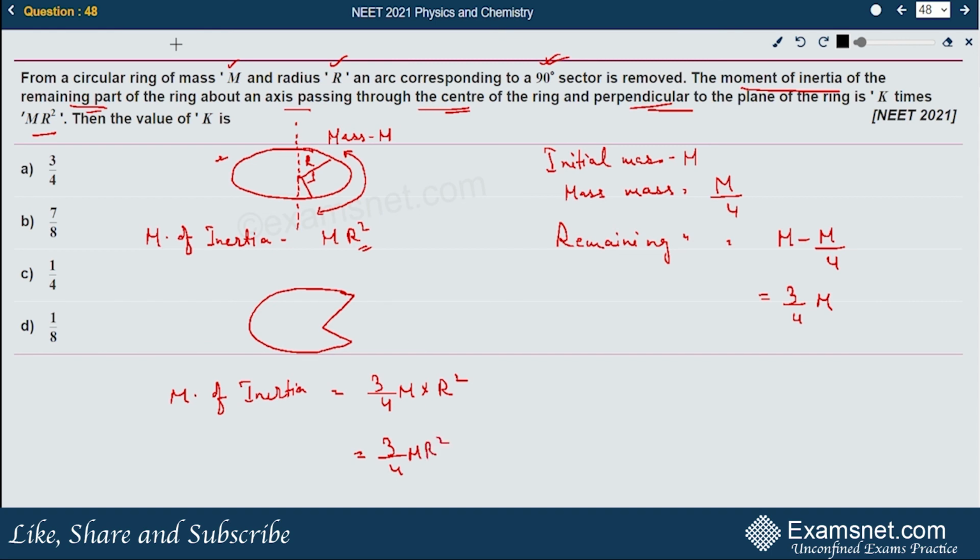And according to the question, it is equal to k times MR square, isn't it? So if you compare these two, then we can understand that k is equal to 3 by 4, right? So option A will be the correct answer here.